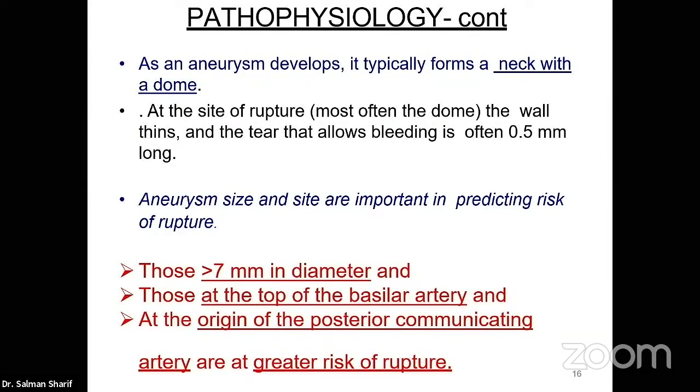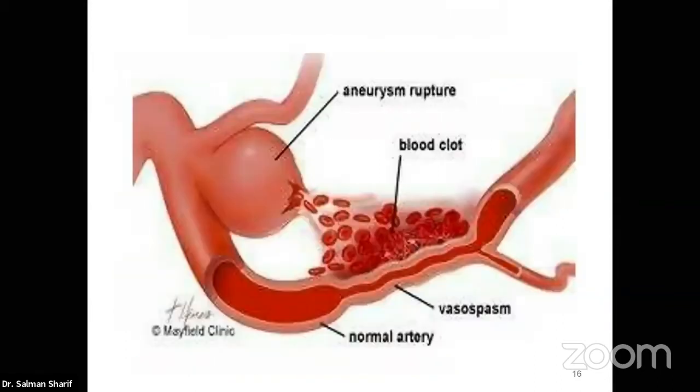Pathophysiology continued. The aneurysm develops typically from a neck with a dome. At the site of rupture, most often the dome wall thins out and tears, allowing the bleeding, often 0.5 millimeter long. Aneurysm size and site are important in predicting risk of rupture. Those more than 7 millimeter in diameter, those at the top of the basilar artery, and those at the region of the posterior communicating artery are at greater risk of rupture. This again shows the blood clot flowing from the aneurysm rupture, from the fundus or the peripheral part of the aneurysm, and also showing the vasospasm here.